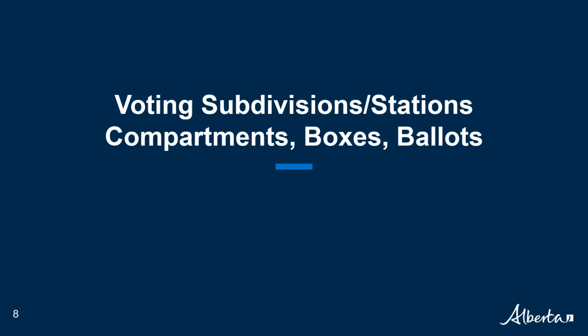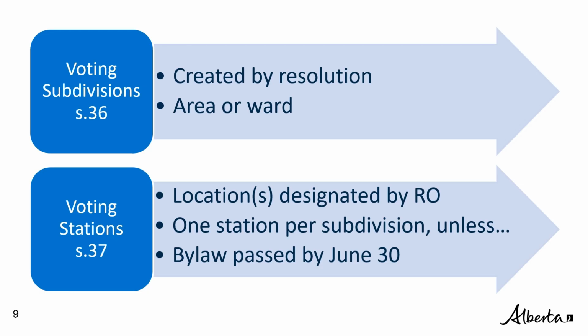Moving on to voting subdivisions, stations, compartments, boxes, and ballots. An elected authority has the ability by resolution, or to authorize the returning officer by resolution, to divide the jurisdiction into voting subdivisions before giving notice of an election. If voting subdivisions are not established, the area, or the ward if there are wards, is one voting subdivision. The returning officer must also designate the location of one voting station only for each voting subdivision. The location may also be outside the area if necessary.